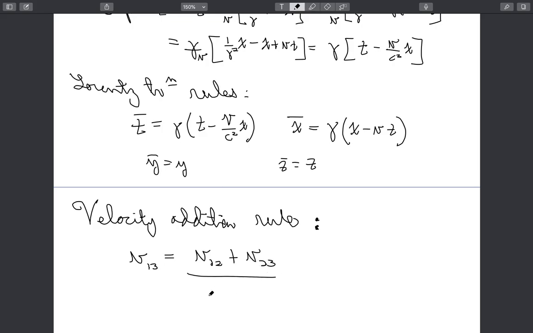Well, I would need to correct this by a factor of 1 plus V12 V23 over c squared. So irrespective of how much velocity you add to something, you'll never be able to supersede the speed of light. Okay, so I'll leave the derivation of this as an exercise.